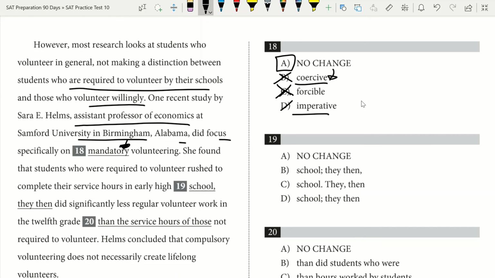They're just requiring them to do it, right? So the correct answer there is A. That's just a word choice question dealing with diction there. Okay, she found that students who were required to volunteer rushed to complete their service hours in early high school.